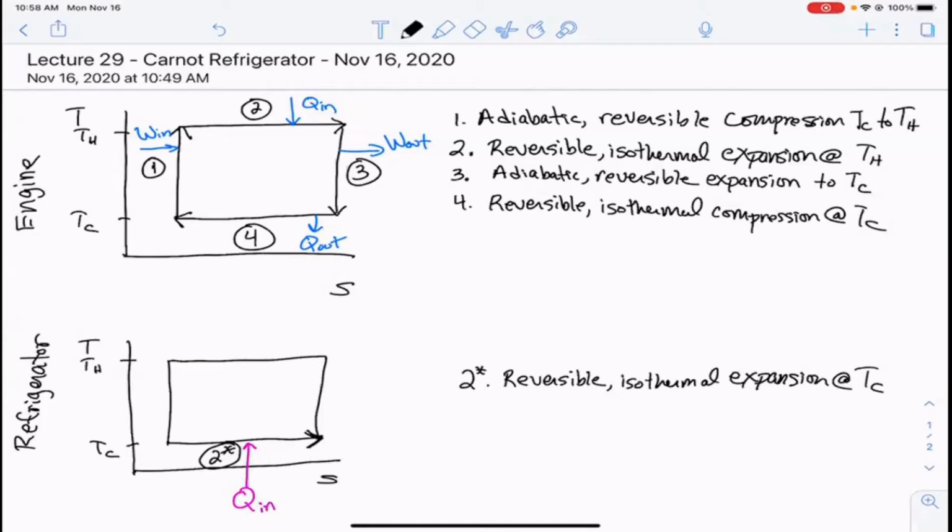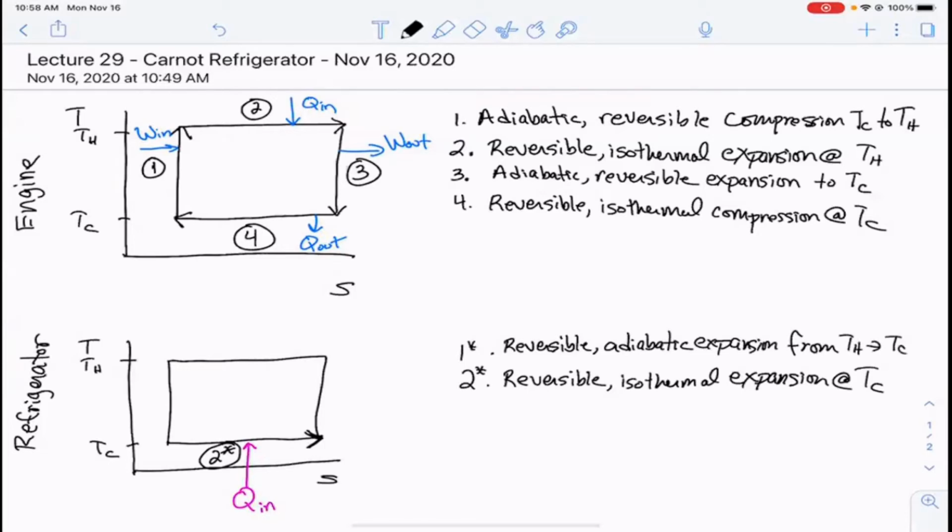Now, to prep our system to do that, first we had to do a reversible adiabatic expansion from T hot to T cold, right? So this side of the refrigerator is step 1 star, right, for the refrigerator.